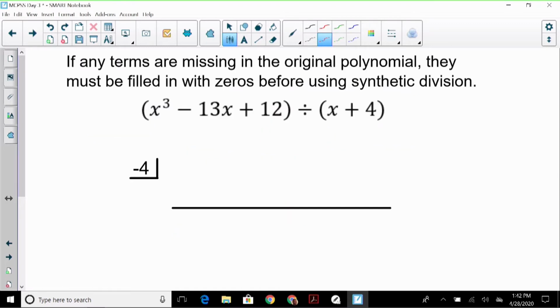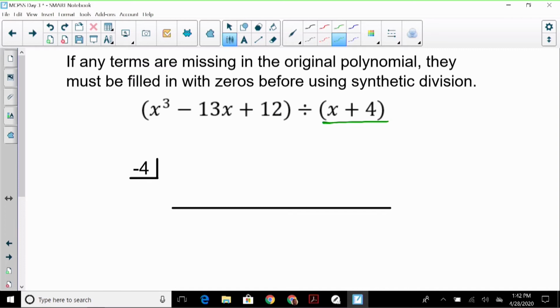Okay. What if a term is missing? If any terms are missing in the original polynomial, they must be filled in with zeros before using synthetic division. Well, we know we find the 0 here. The 0 for this is -4. So we have x to the third power. Do we have x to the second power? There is no x to the second power. We have x and we have our constant.